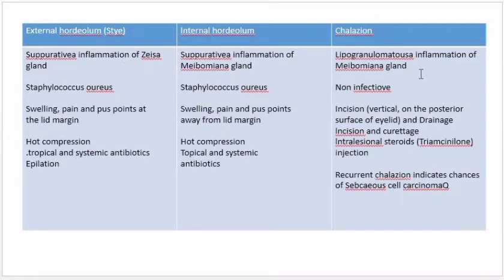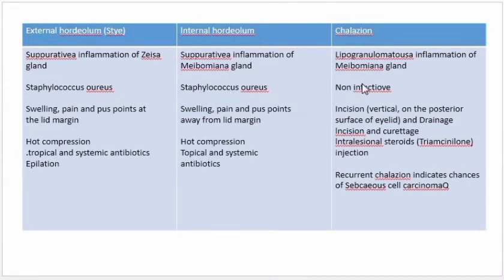I have also got this from one of the very popular books, the short medical ophthalmology book. So it is the suppurative inflammation of the Zeis gland, and it is a suppurative inflammation of the Meibomian gland. As I said, there are lots of glands in our eyelids, so one of them is the Zeis gland, one of them is the Meibomian gland, and chalazion is also a lipogranulomatous inflammation of the Meibomian gland. This occurs because of Staphylococcus aureus. It also occurs due to Staphylococcus aureus, but it is non-infective.